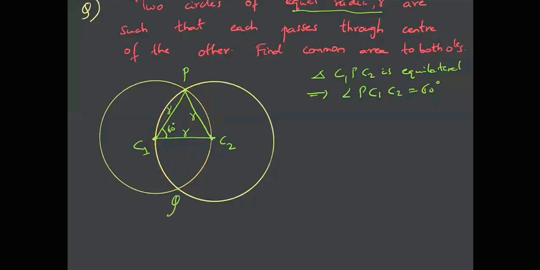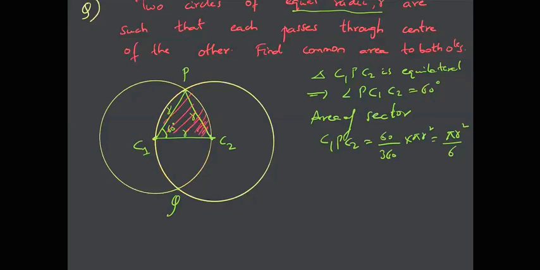So area of sector C1PC2 is equal to 60 by 360 into pi r square. So this is pi r square by 6. Okay, so this is the area which we have got. So this area is pi r square by 6.